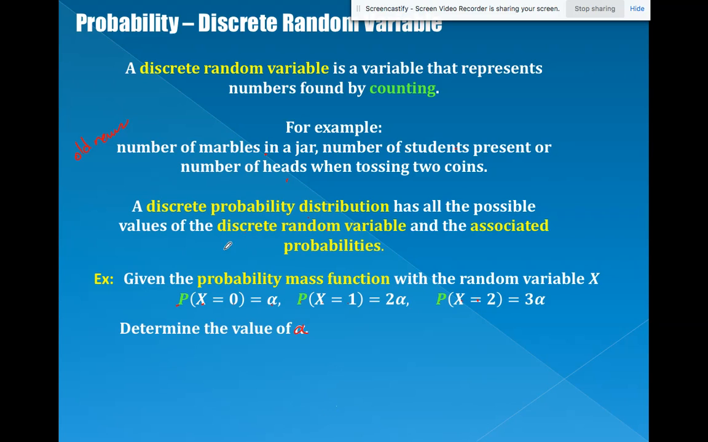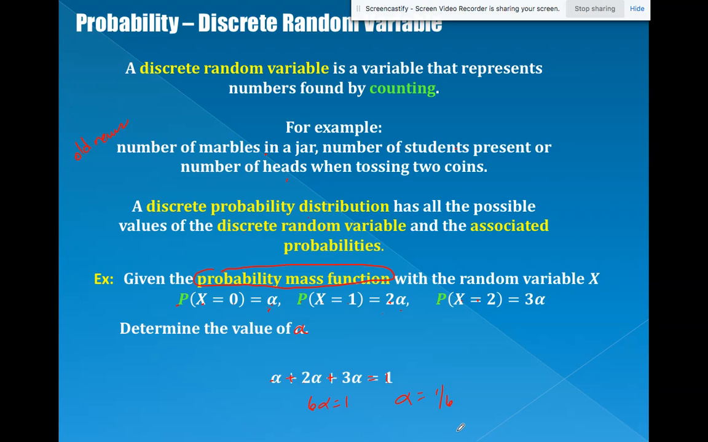What are you going to do? Well, what do you know about a PMF? You know that each of the probabilities has to be between 0 and 1, and you know the sum has to equal what? 1. So you take those probabilities, alpha, 2 alpha, 3 alpha, add them together and set them equal to 1. And all of a sudden you have an algebra 1 situation. 1 plus 2 plus 3 is 6 alpha. Therefore, alpha is equal to 1/6.